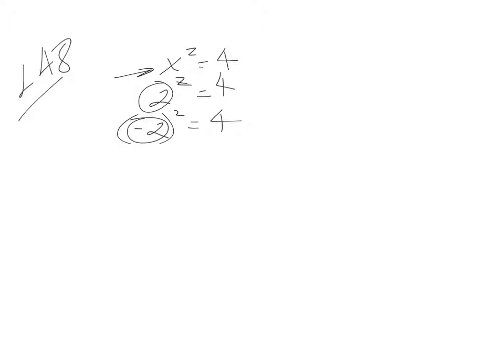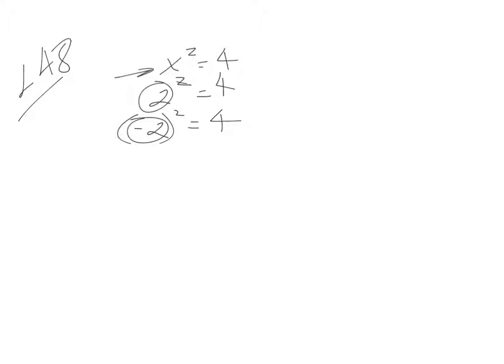Let's say that we have x squared equals 4. If I'm looking for what number I can put in for x that when I square it I get 4, I have two options. I've got a 2 that's squared that gives me 4, and I have negative 2 that when I square it I get 4. Negative times a negative is a positive 4. Positive times a positive is a positive 4. So those two answers both work.